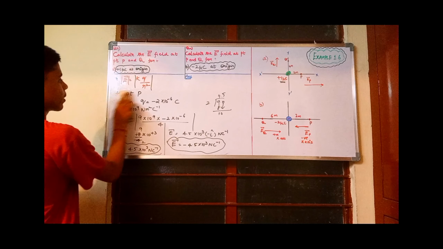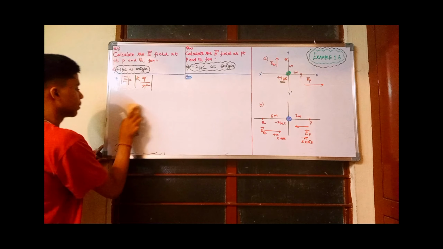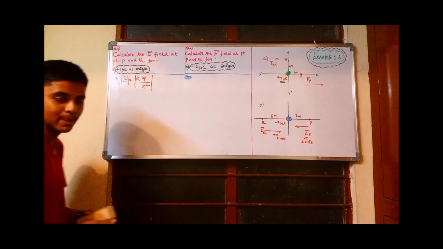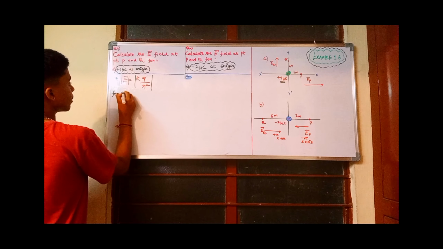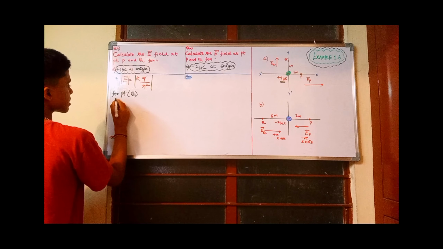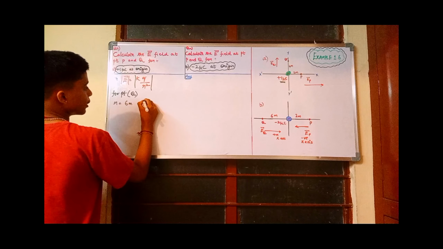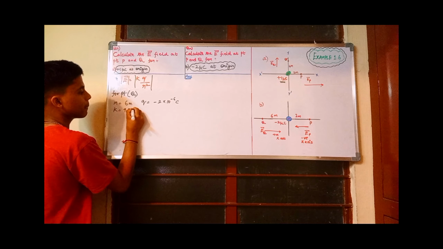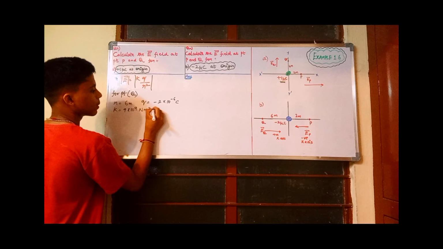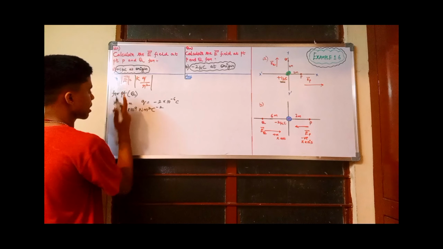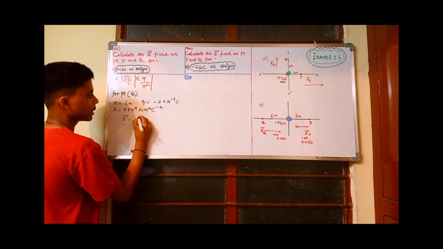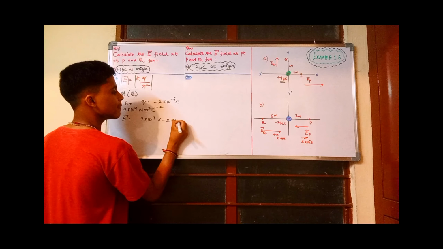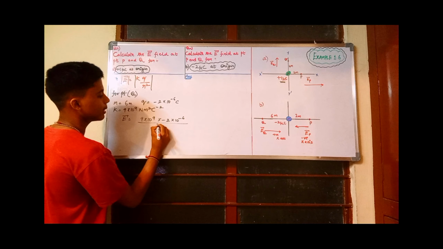Now for point Q, we're going to take R is equal to 6 meter, because the distance from the negative charge to the point Q is 6 meter. Q is equal to minus 2 into 10 power minus 6 coulomb, and K is equal to 9 into 10 power 9 Newton meter square coulomb power minus 2. Now I'm going to substitute in this equation. First I write E vector is equal to 9 into 10 power 9 into minus 2 into 10 power minus 6 divided by 6 square, which is 36.